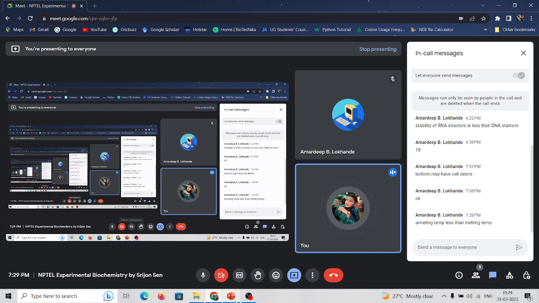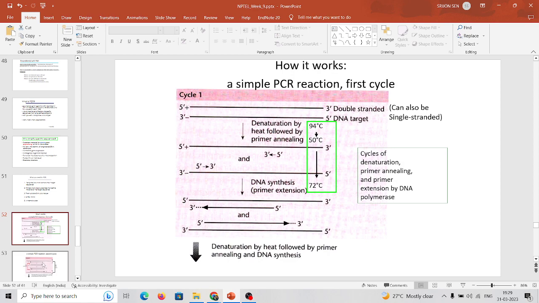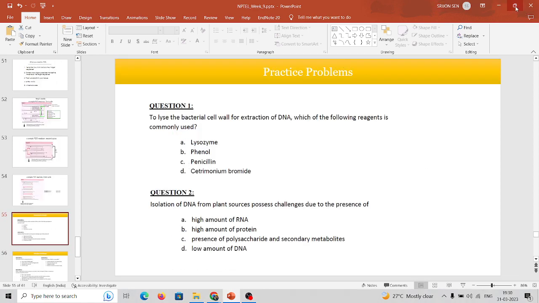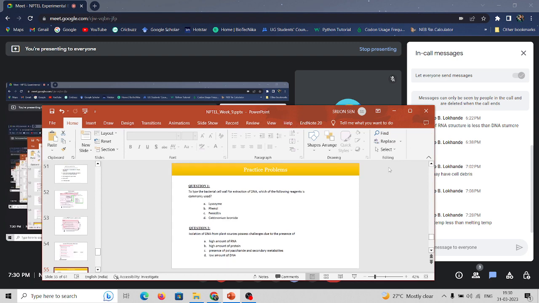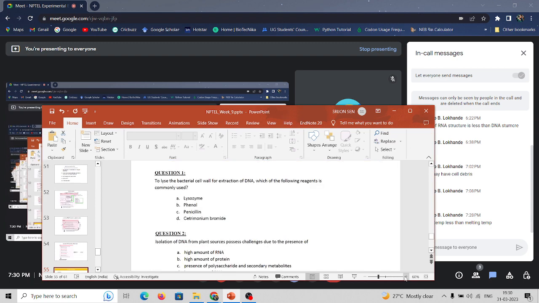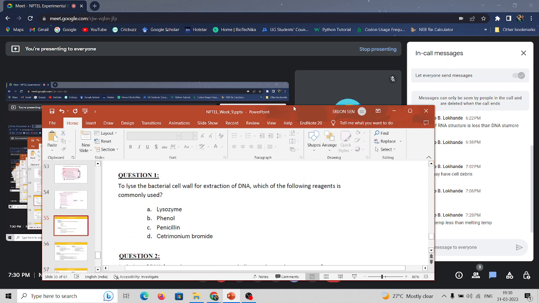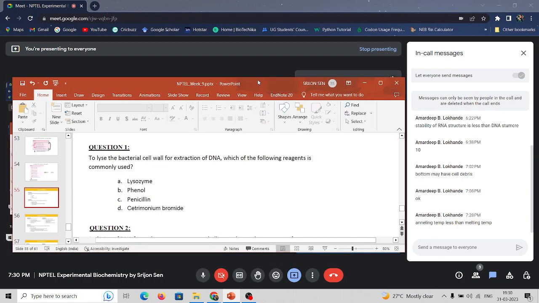Now coming to the questions. So that is all with the lecture. Now, questions. These are very easy questions I have kept, and I am expecting that there would be easy questions from this part also. The first question says, to lyse the bacterial cell wall for extraction of DNA, which of the following reagents is commonly used for lysing the bacterial cell wall?